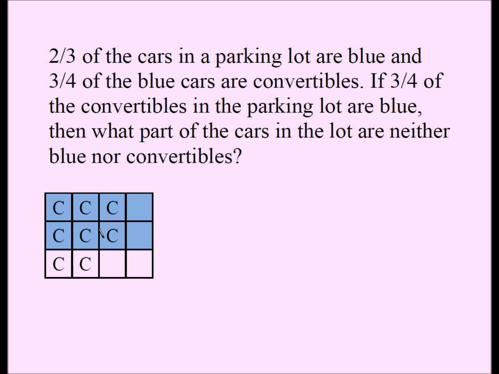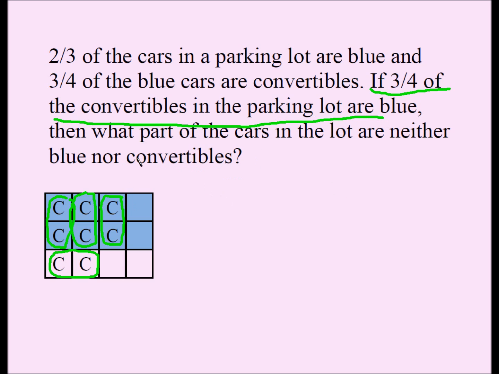So if 2 of the C's represent 1/4 and I have 3/4 here, to make all the convertibles I need 4/4, and the last fourth will come from here. Now these are my convertibles. Now I can go back and check my math. Now if you have 8 boxes representing your convertibles and 6 of them are blue convertibles, and that's correct, 3/4 of the convertibles are blue.